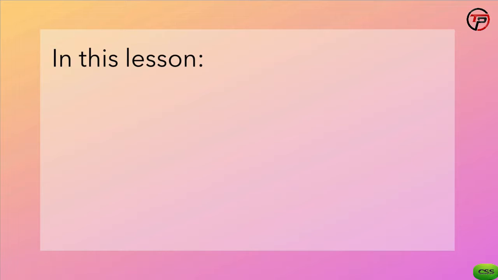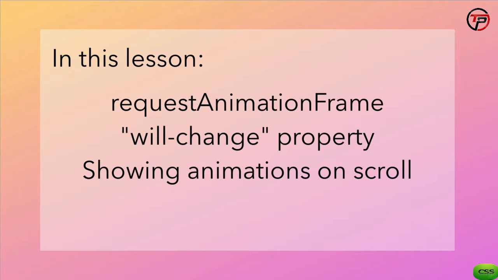In this lesson, we'll learn how to make use of the requestAnimationFrame method and detect when elements are within a viewport of the browser. We'll introduce a new will-change property and use that to make sure our animations are smooth. And we'll put these together with some transitions to create animations that are triggered on scroll.